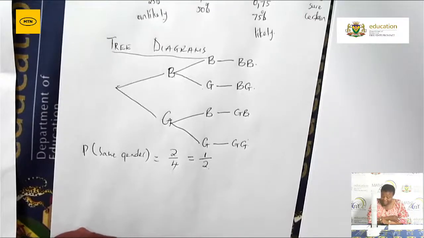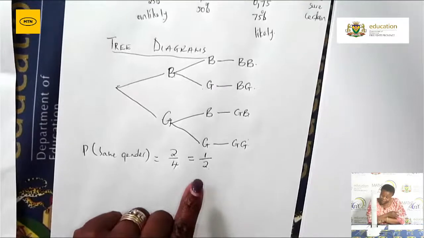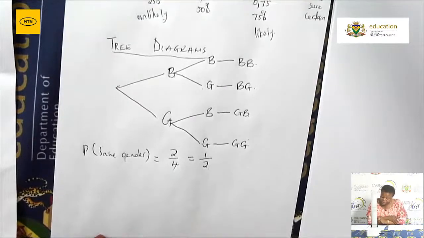Now remember, on the question paper, if you are allocated 2 marks, one mark will go for your answer and the other mark will go for the answer that is simplified.